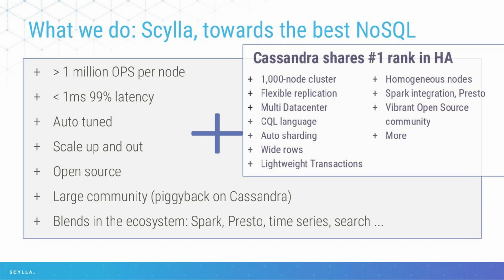We auto-tune Scylla to take advantage of every part of your server. So if you have more memory, more CPU, more disk bandwidth, Scylla will take advantage of it. Scylla is an open source project, and you can go on our GitHub and contribute to the source itself. We are piggybacking on the Cassandra community, meaning that we can support the same third-party tools that exist today in that community. For example, you can do analytics with Spark and Presto, time series databases, as well as graph databases too.